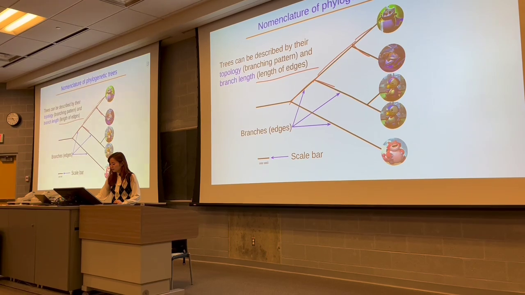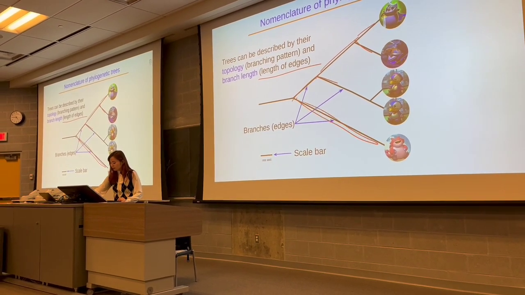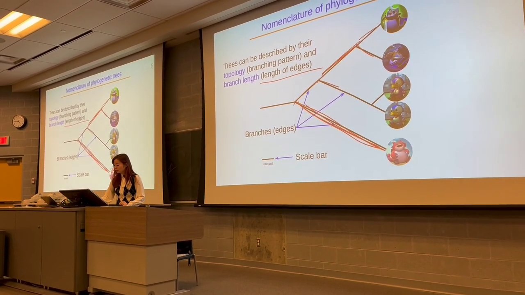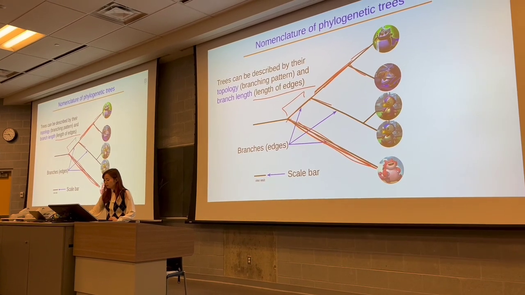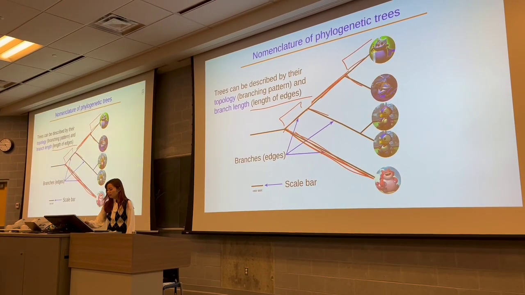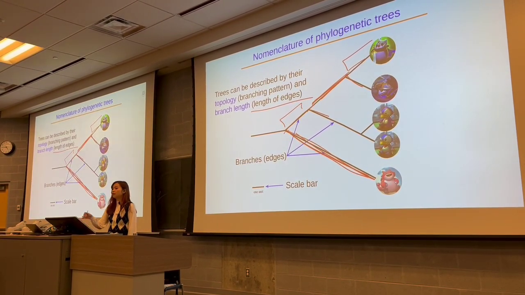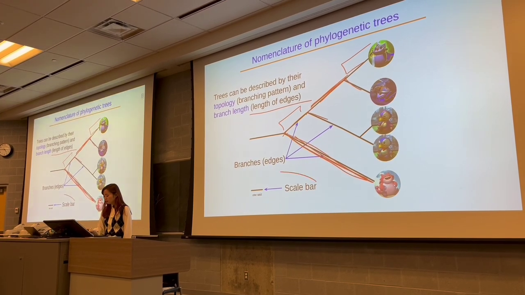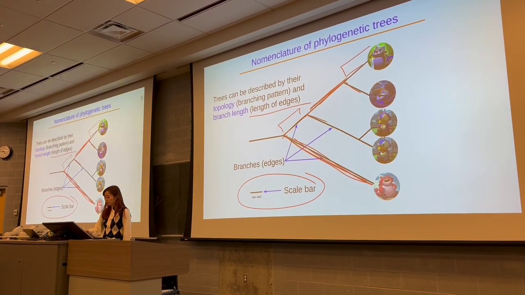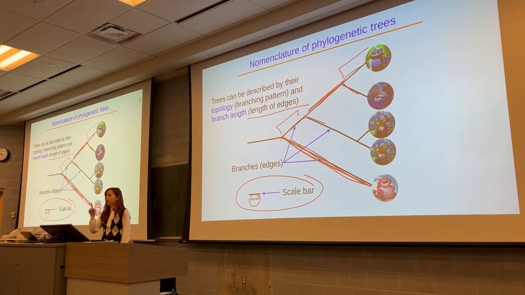So an edge is basically a line, right? That's an edge, that's an edge, that's an edge, that's an edge, right? And then usually, if branch lengths are taken into account in trees, we'll talk about that a bit more later, there will be some sort of scale bar, and then the scale bar will have some sort of unit, which can vary.